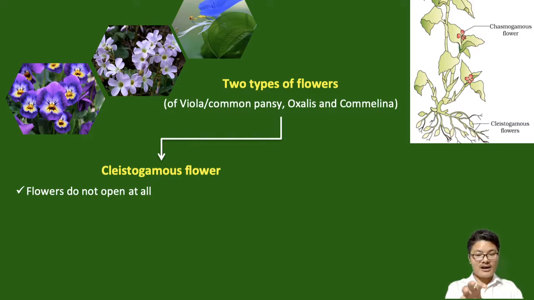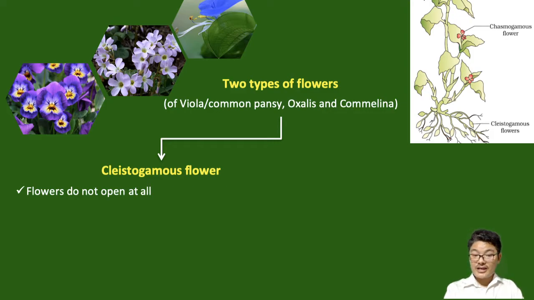These flowers are not blossoming. These flowers do not expose the anther and stigma. So usually, as shown here, cleistogamous flowers are not opening. These are flower buds, and flowers are closed within the bud.